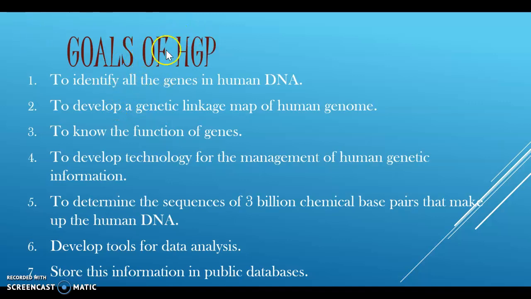And what are the goals of this Human Genome Project? To identify all the genes in human DNA, to develop the genetic linkage map of the human genome, to know the functions of the genes, and to develop technology for the management of human genome genetic information. Also to determine the sequence of 3 billion chemical base pairs that make up human DNA, and to develop tools for data analysis to store all of these mapped genes in public databases.